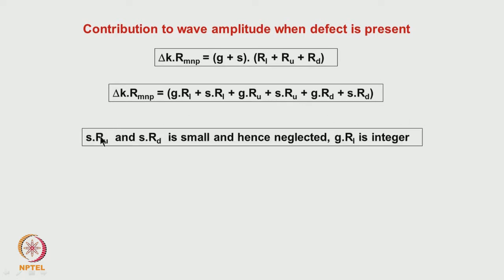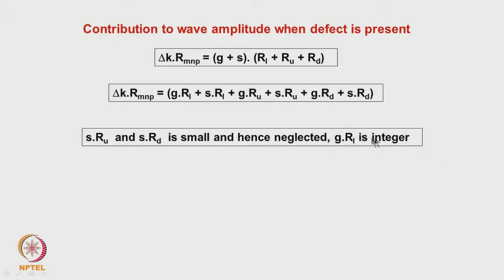Because of that, we can see that S dot RU is with respect to a unit cell. Unit cell is a specific cell which we are considering. There the RU vector cannot exceed the lattice parameter of the unit cell. So if S is small, S dot RU can turn out to be small. Similarly, RD is the deviation from the correct position of the atom closer to the defect. That deviation is also very small, so S dot RD will also be small. These can be neglected because their effect is close to 0.